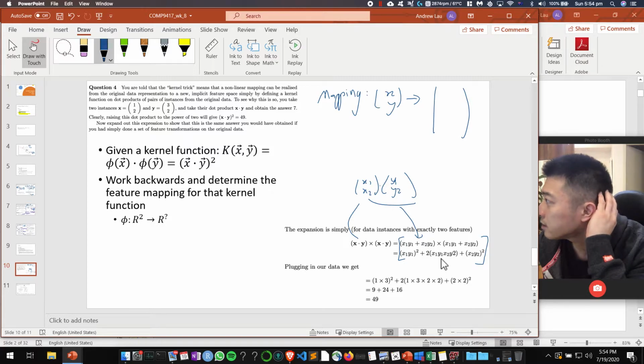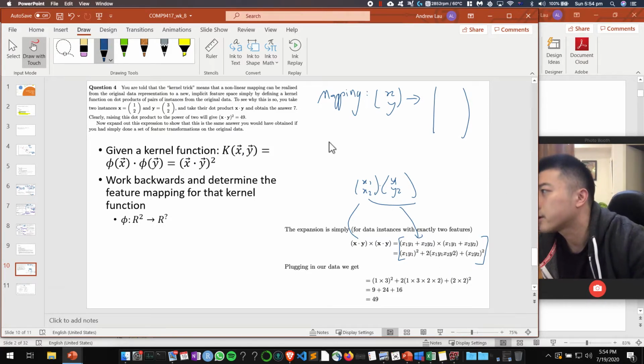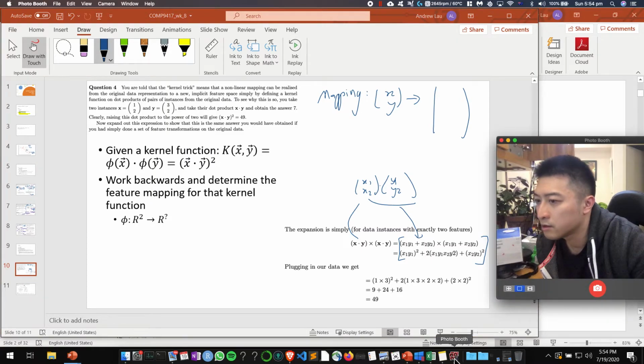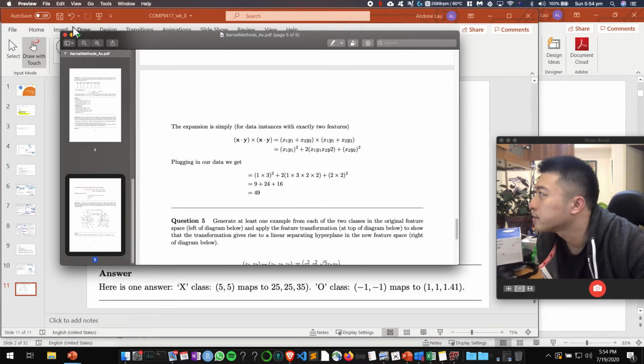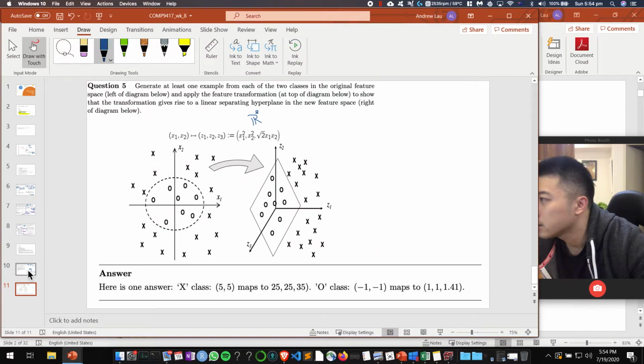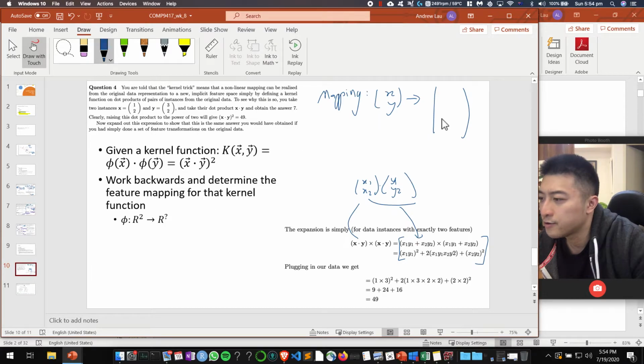To see why this is so, you take the two instances and you take the dot product x dot y and obtain the answer 7. Clearly raising this dot product to the power of 2 will give you that. Then a set of feature transformations to the original data. Okay, so it's taking a step through. This is the entire thing, isn't it? Okay, yeah, I think it does want us to find the feature transformations. Yeah.